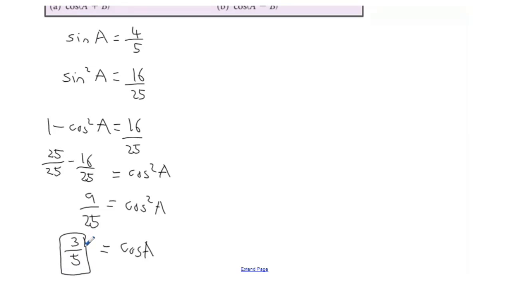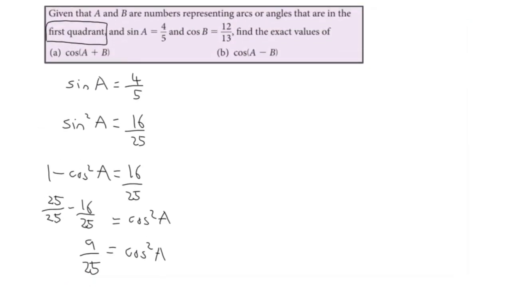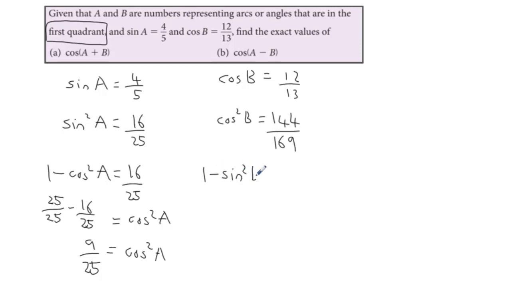But first, we're going to do something very, very similar using cos B, and we're going to turn that into sine B. So cos B equals 12/13, square both sides. Cos squared B equals 144/169. Do the substitution, Pythagorean identity, 1 minus sine squared B equals 144/169. Make sine squared B the subject.